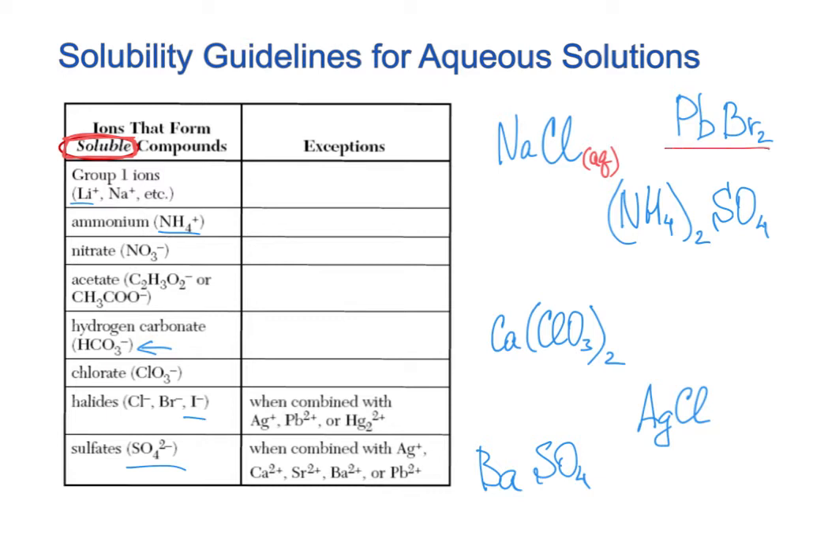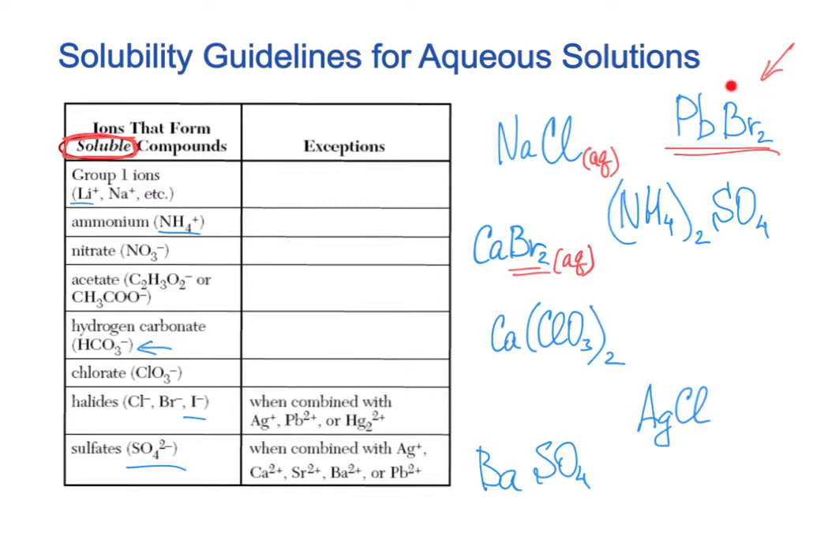Okay, let's look at another example. Lead 2 bromide. Okay, if we look at the table, we will see that the bromide usually forms soluble ionic compounds. So let's say calcium bromide would be a soluble compound. We would mark it as aqueous solution because the majority of bromides are soluble compounds. However, if this bromide ion happens to be standing next to one of the exceptions, silver, lead, or mercury, then that compound will be insoluble.